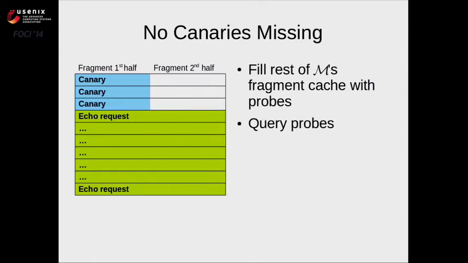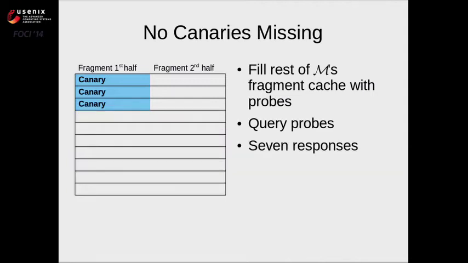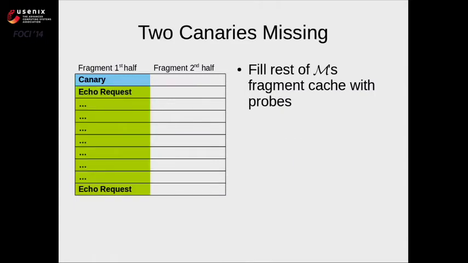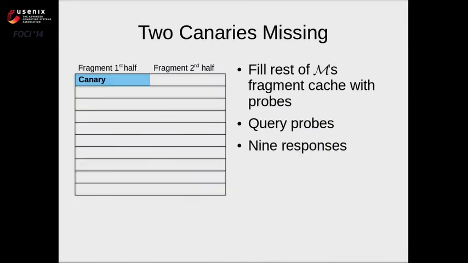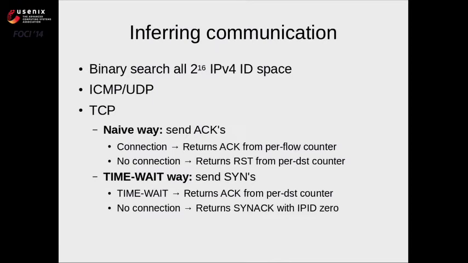Then, when we try to send the second halves of all of them, in this case, we get 7 of them completed, because 7 of them were able to fit in there, and so we get 7 responses. Now say, what if 2 canaries were missing? Well, we do this again. Well, 9 fit in. So 9 of them are completed, and we get 9 responses. So this is how we can test ranges.